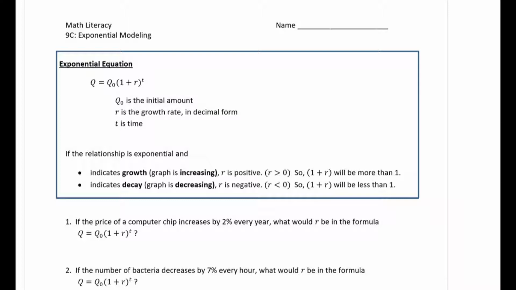If the relationship is exponential and indicates growth, my graph is going to be increasing, so r is positive. My rate is bigger than 0, so 1 plus r is going to be more than 1. If my exponential relationship indicates decay, that means I'm decreasing in value, so my graph is decreasing. My r value is going to be negative, so 1 plus r is going to be less than 1.